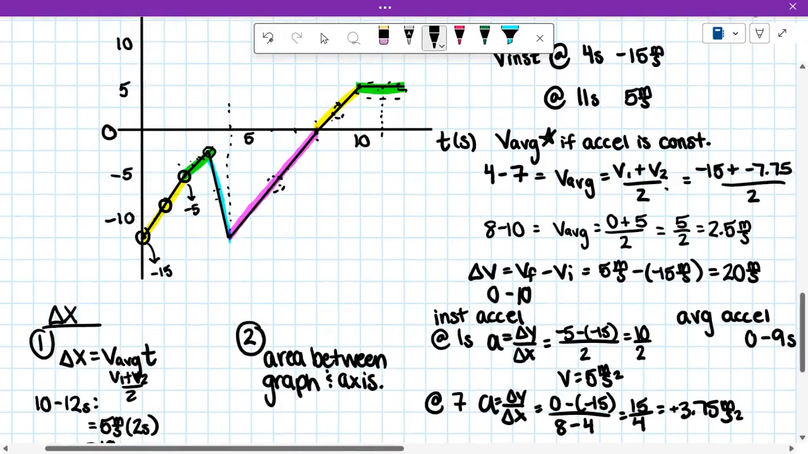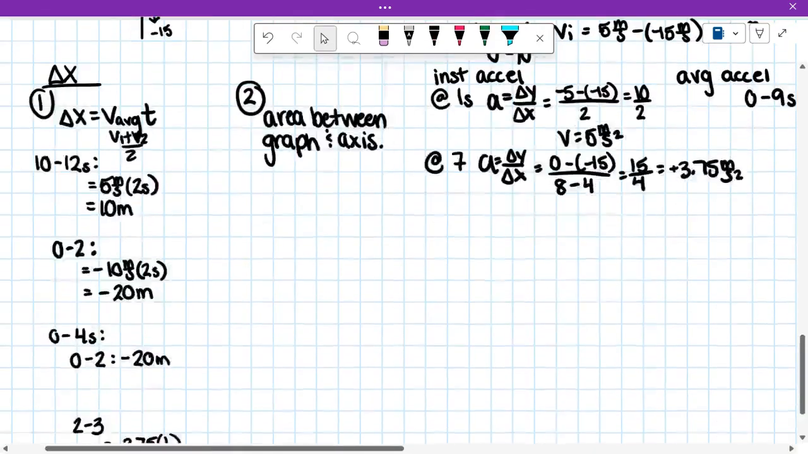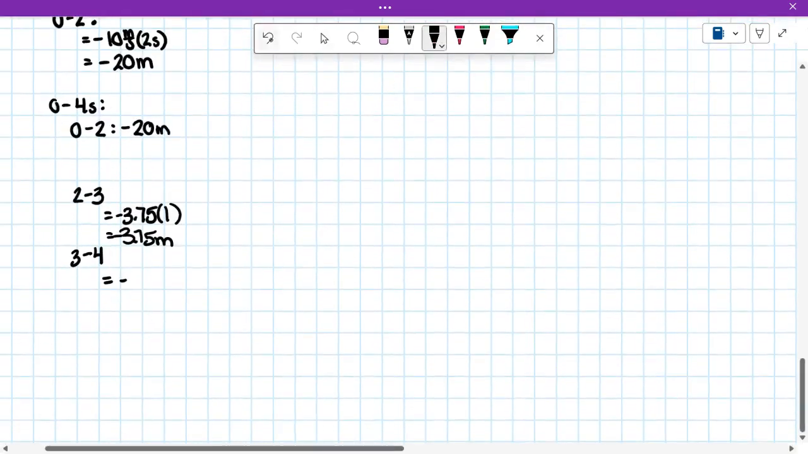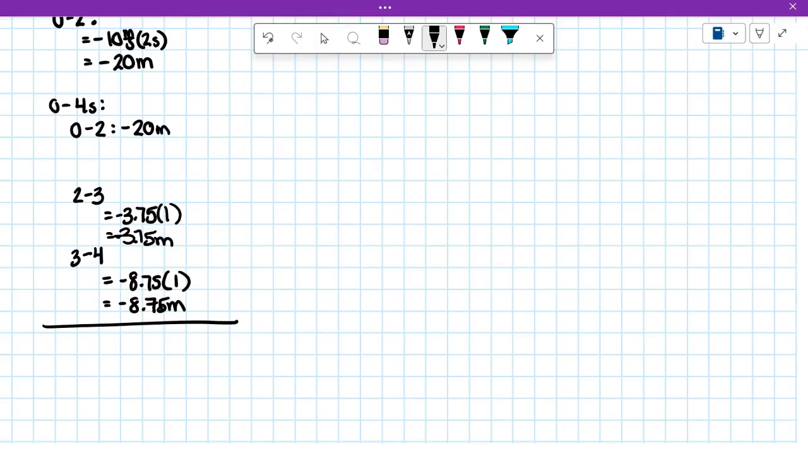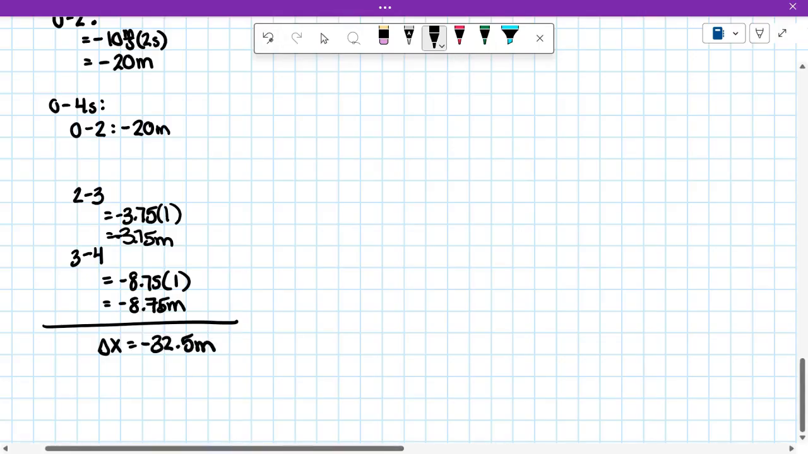right, I have a velocity of negative 2.5 and negative 15. So negative 15 plus negative 2.5 divided by 2 gives me an average velocity of negative 8.75 times 1 second. So negative 8.75 meters. And then I got to combine all of those, negative 20, negative 3.75, negative 8.75. And that gives me a grand total change in position of negative 32.5 meters.